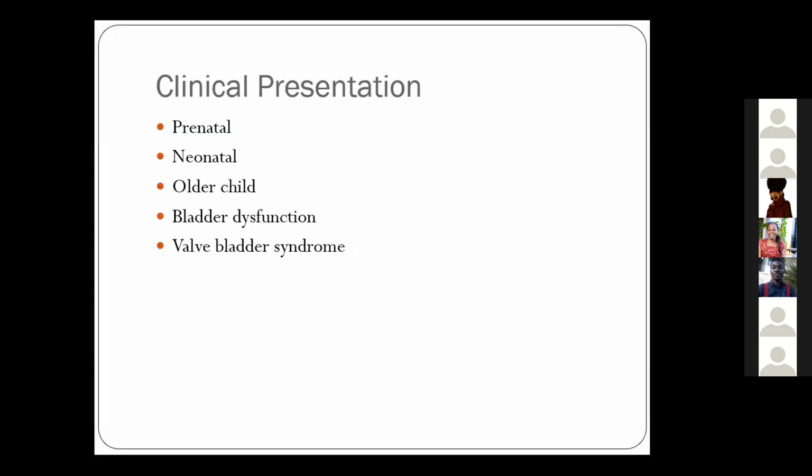Yes, so this is what we are talking about, that you can have a prenatal presentation, there is neonatal, there are older children, and there are aspects of bladder dysfunction and the valve bladder syndrome. We shall look at this.